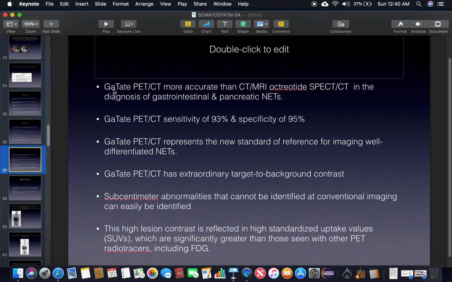Now, PET CT using gallium is better than CT or MRI alone or octreotide SPECT CT, with a specificity and sensitivity in the range of 90s. So it has become the new standard or reference. Extraordinary target to background ratio. You can detect subcentimeter lesions, and the higher contrast of the lesions is reflected in high standardized uptake values, or SUVs.